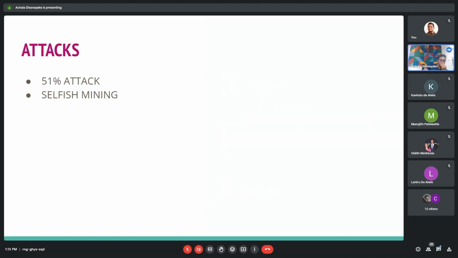So let's talk about attacks. The 51% attack is the most common. I haven't mentioned here that there are other attacks, like phishing attacks, where you can steal someone else's private key and pretend to be someone else, and maybe re-entrancy attacks.